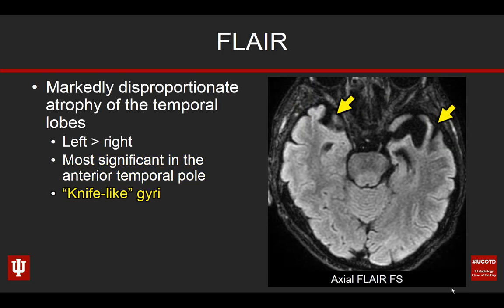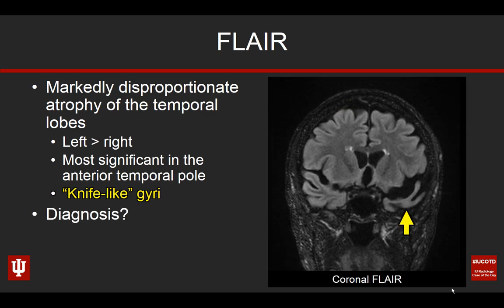So as we look at our axial FLAIR imaging, we can see that there's so much volume loss that the gyri have become very, very narrowed. These are often referred to as knife-like gyri. They're very, very sharp in appearance because you've lost so much cortical and subcortical volume in these cases. And then the coronal FLAIR image, again, shows us that it's disproportionate left greater than right temporal atrophy, and gives you an overall sense of just how much anterior temporal lobe atrophy we're dealing with here.